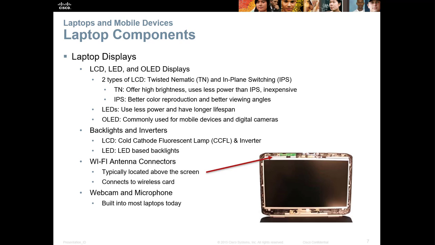Backlights and inverters is our next topic, and we're going to talk about how LCDs do not produce any light by themselves. A backlight shines through the screen and illuminates the display. Two common types of backlights are cold cathode fluorescent lamp, CCFL, and LED. With CCFL, fluorescent tubes are connected to an inverter used to convert direct current, DC, to alternating current, AC.